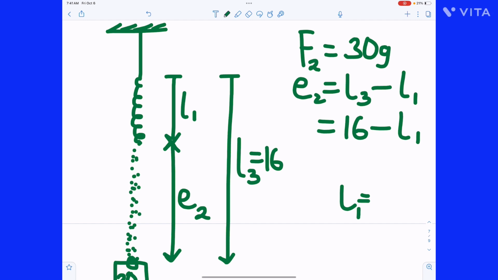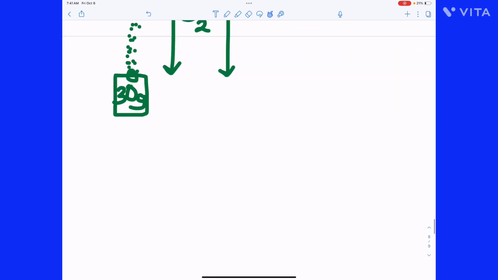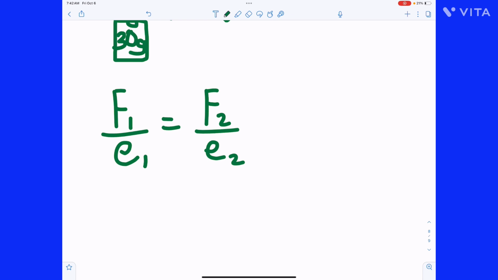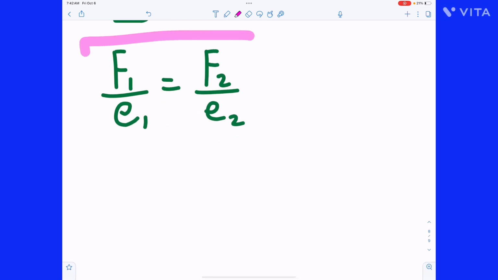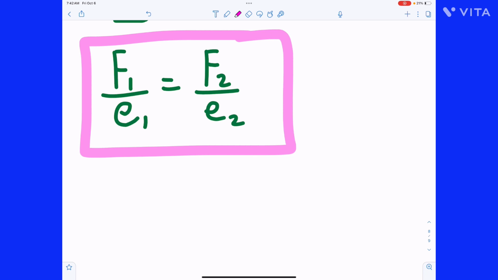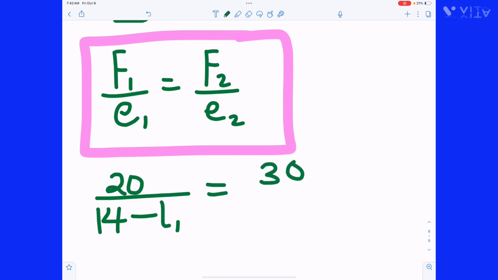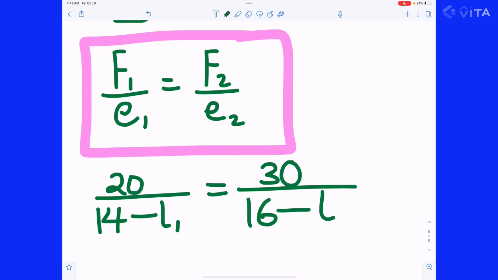We do the same thing. Let's go ahead and find L1, using F1 over E1 is equal to F2 over E2, provided the elastic limit is not exceeded. According to Hooke's law, this ratio will always be a constant. Is that clear, senior? So I'm going to write 20 over E1, which is 14 minus original length, is equal to 30 over E2, which is 16 minus original length.